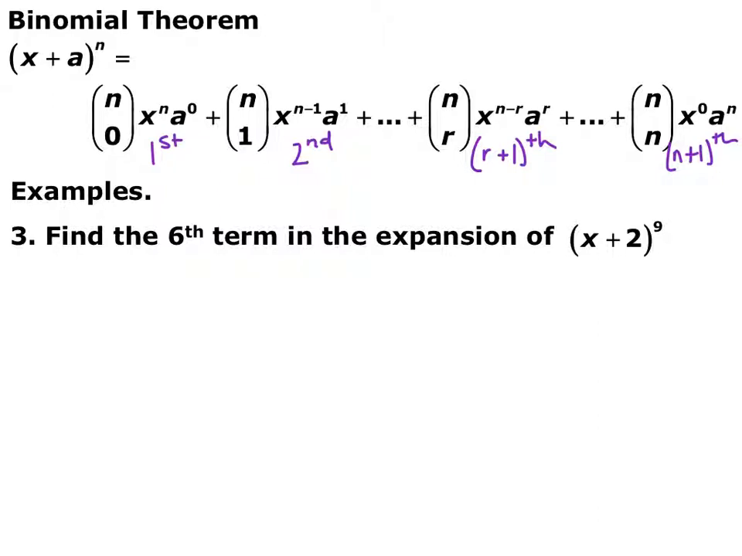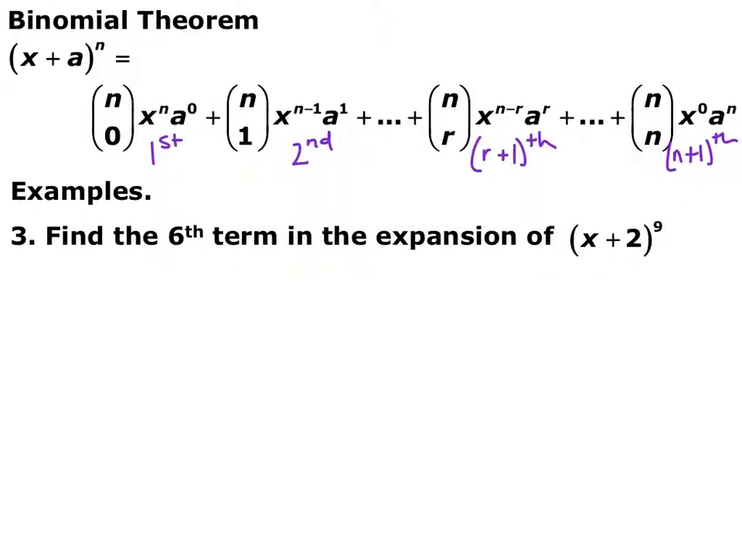The last way that they'll ask this question is it says find the 6th term in the expansion of (x + 2) to the 9th power. So we have to think about the term numbers when you're in standard form. So this first one here would be the first term, second term. So if you notice, whatever r is, it's 1 less than the term number. So if r is r, then the term number is really r plus 1. If this is n, there's really n plus 1 terms.